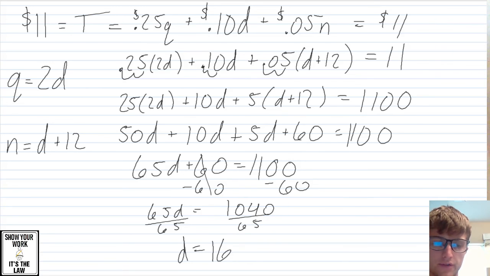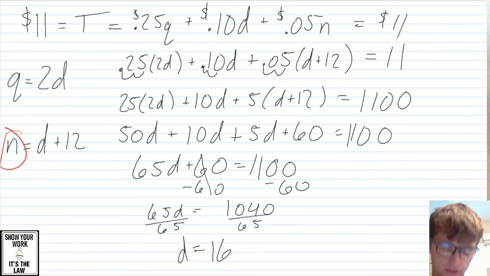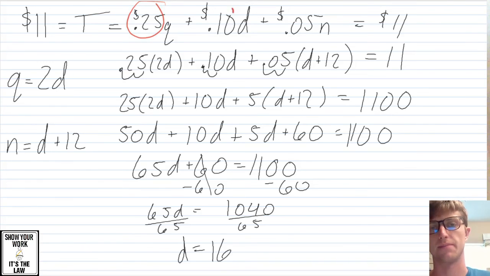All right, so if the number of dimes equals 16, then we can find the number of quarters. That's 2 times 16, which gives us 32 quarters, and the number of nickels equals 12 plus 16, 28 nickels. That tells us how much of everything we had. If we wanted to know the total value of each, we could just multiply it by their respective values. And then question 10 to finish it off.